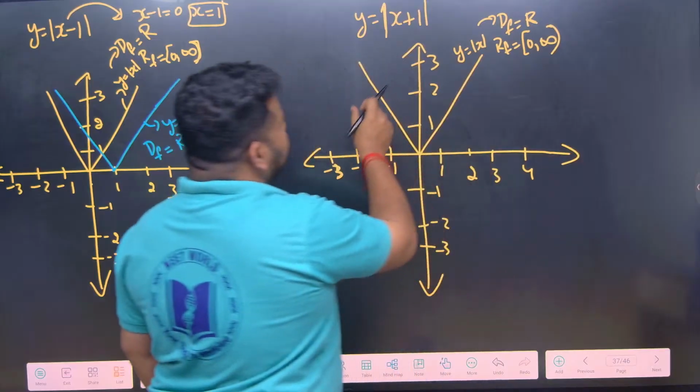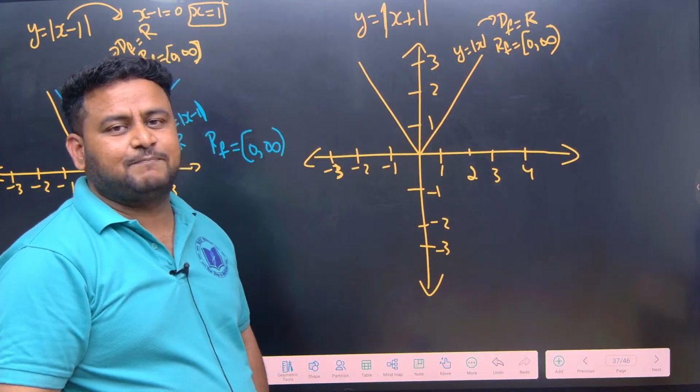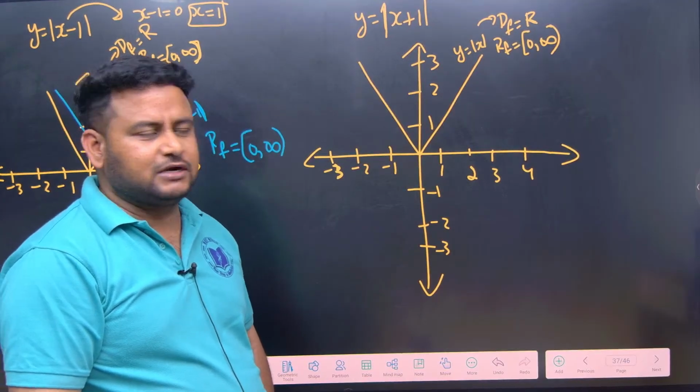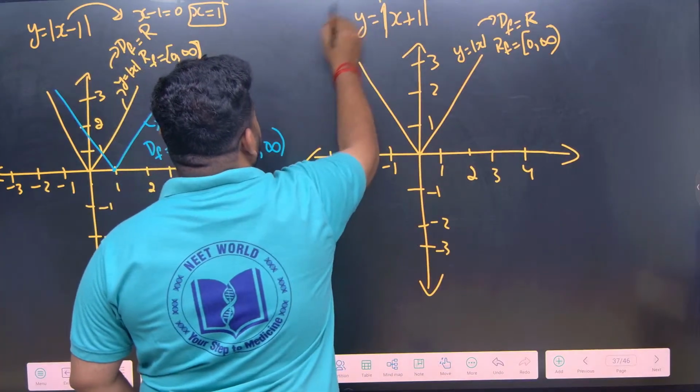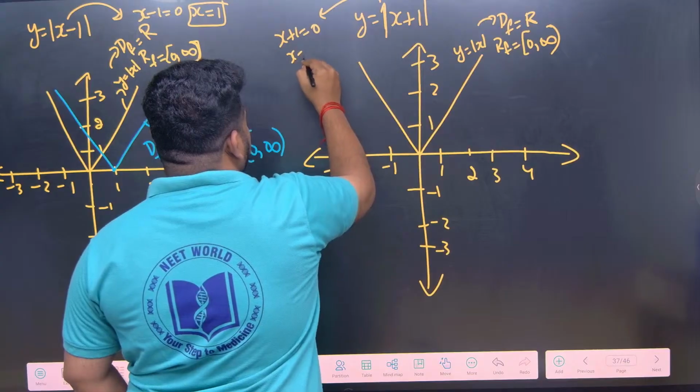Okay, now y is equal to mod of x plus 1. Where will it start? It will start at the point where x plus 1 becomes equal to 0. That means at which point? At x is equal to -1.